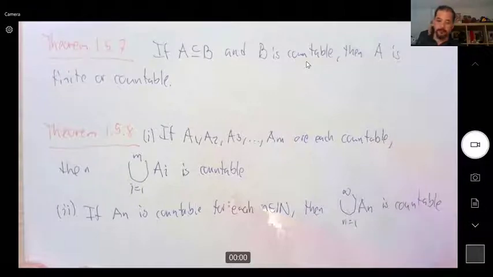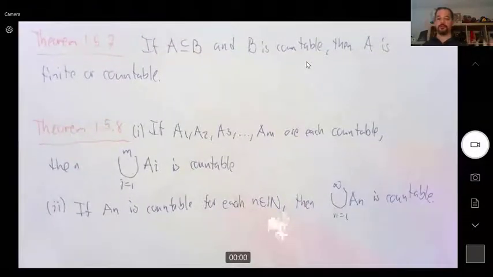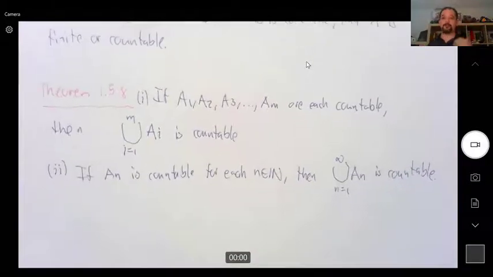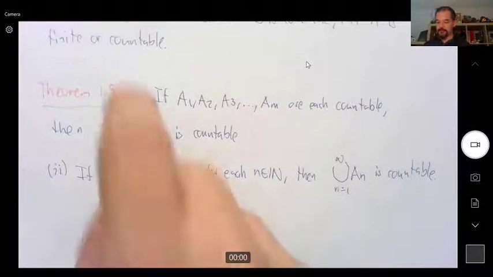Informally, we say here that the countable union of countable sets is countable, right? So if you put together countably many countable sets, you get something countable. So there's no way you can surpass countable by combining countable things. That's the essence of this theorem over here.